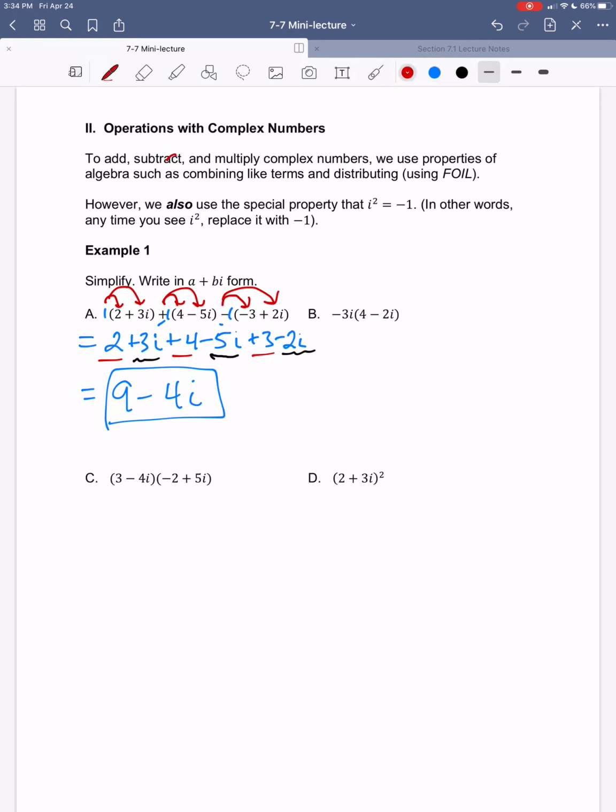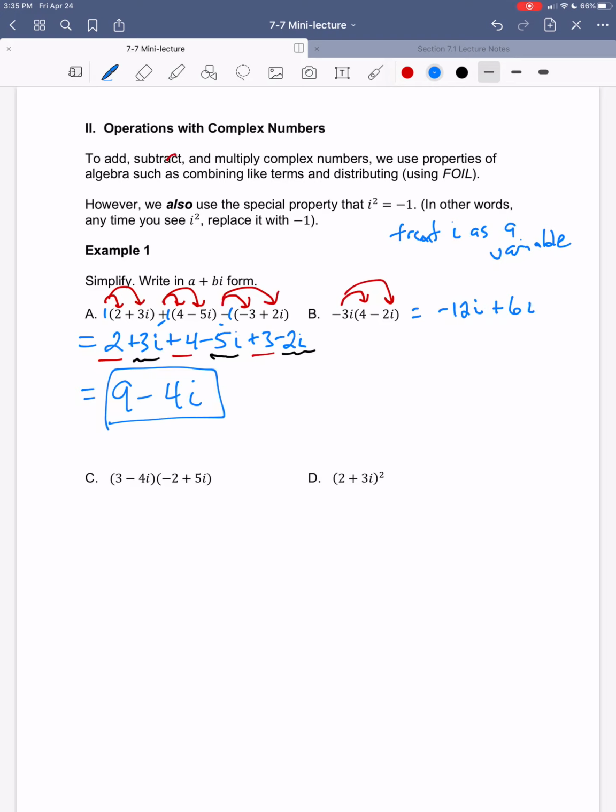Okay, part B, this is just a distributing problem. So I just go ahead and distribute. -3i times 4, just treat i as if it were a variable. In fact, that's what I was doing here in part A, right? So treat i as a variable. So -3i times 4 is -12i. -3 times -2 is +6.